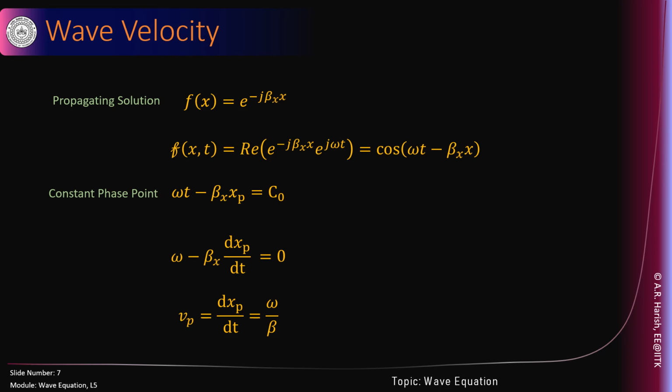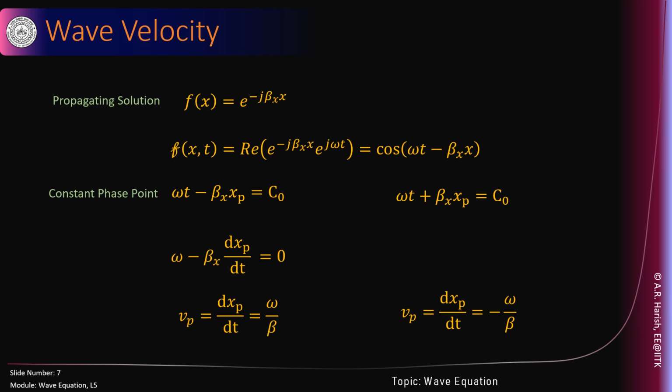xp is a constant phase point, and how fast this constant phase point moves as a function of time is the phase velocity of that wave. In this case, it is omega by beta. We have another possible solution. What is that? e to the power of plus j beta x. And what will be the time harmonic representation of this? That will be cosine of omega t plus beta x. And the constant phase point corresponding to that is omega t plus beta xp, which is equal to c naught. c naught is a constant.